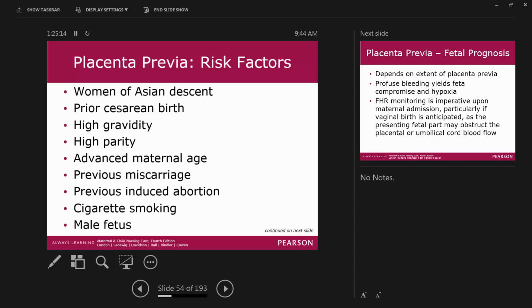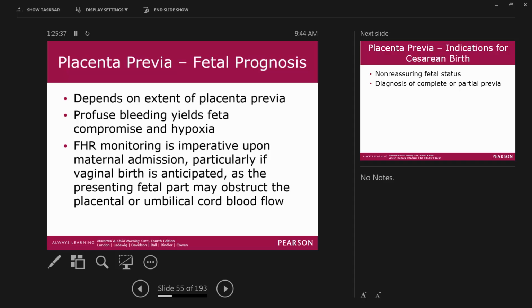Because the area that's over the cervix is more exposed, does it just scab over, or is it bleeding sometimes? No, it's probably bleeding the whole pregnancy, yes. So here are your risk factors for developing a previa. Of course, the fetal prognosis depends on how much this woman is bleeding and how that has impacted fetal compromise.